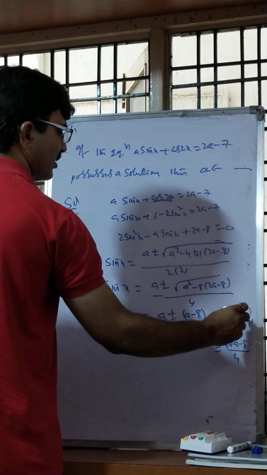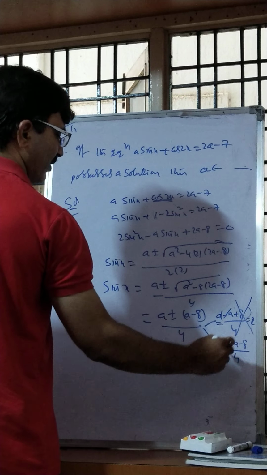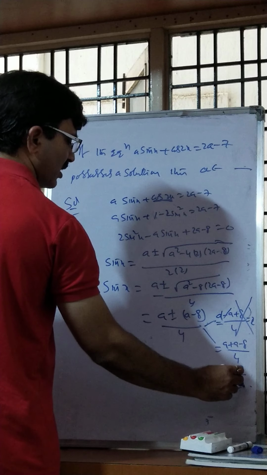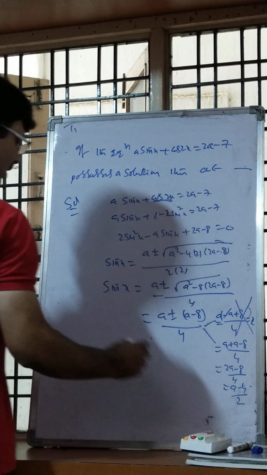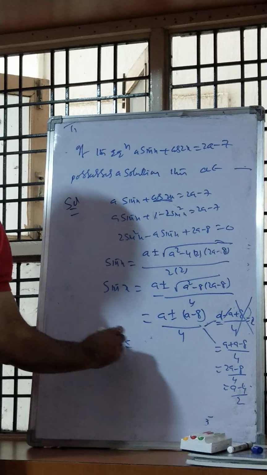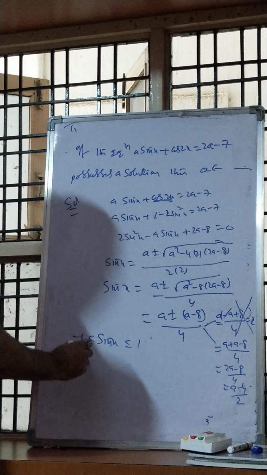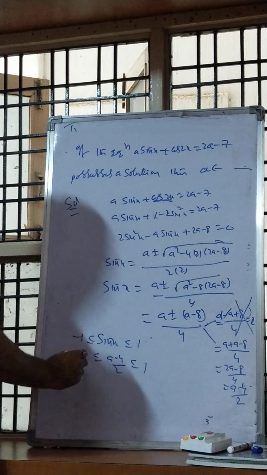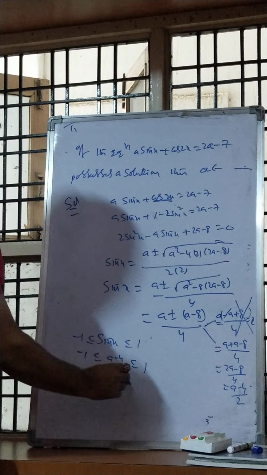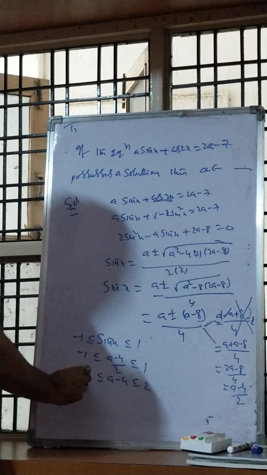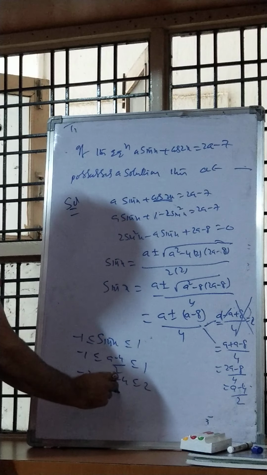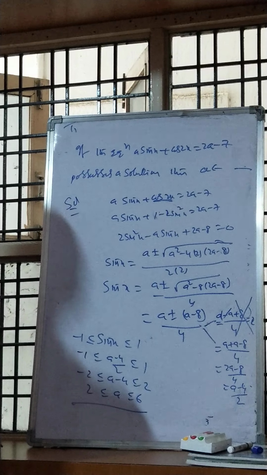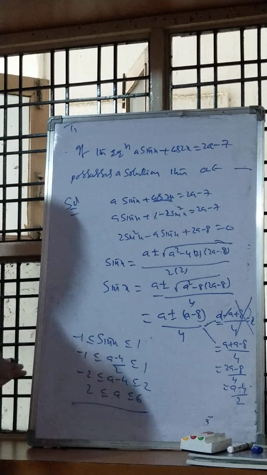Sir, you see this is 2, not possible. But whereas here (2a minus 8) by 4, that is (a minus 4) by 2. But sin x value lies always between minus 1 and 1. So what I am doing here: minus 1 less than or equal to (a minus 4) by 2 less than or equal to 1. So minus 2 less than or equal to a minus 4 less than or equal to 2. Adding 4, 2 less than or equal to a less than or equal to 6. So a lies between 2 and 6, we can say like this.